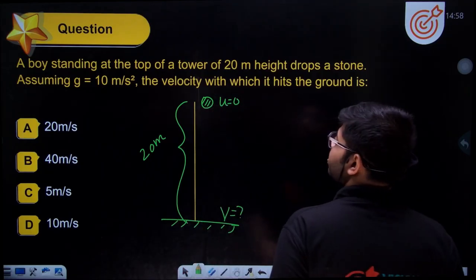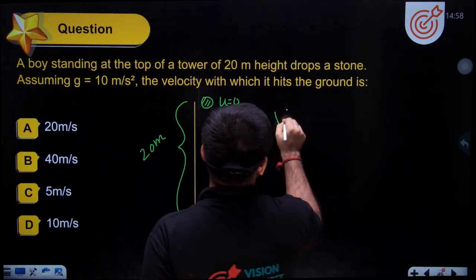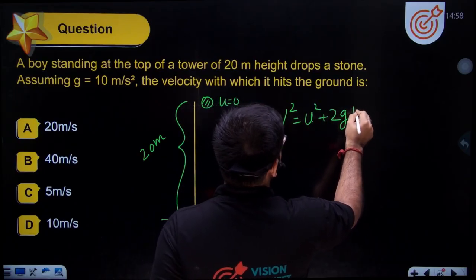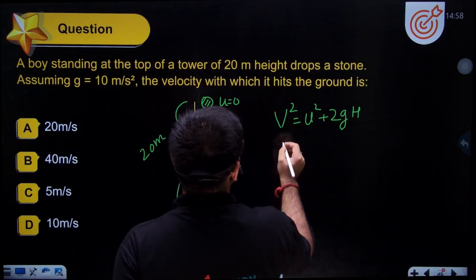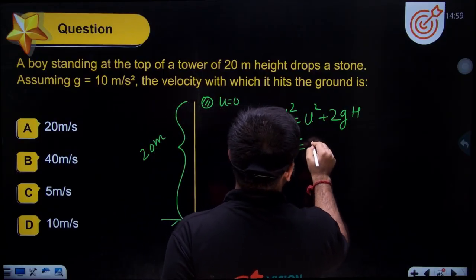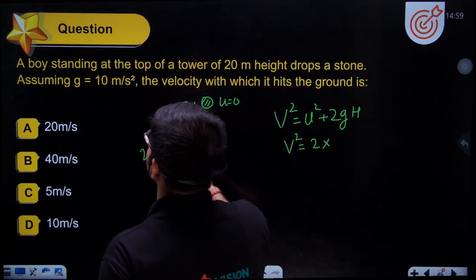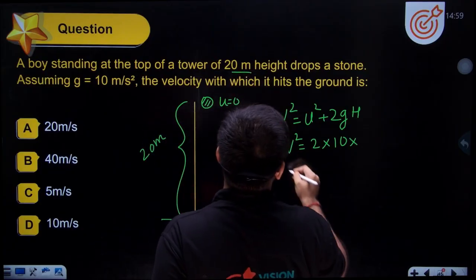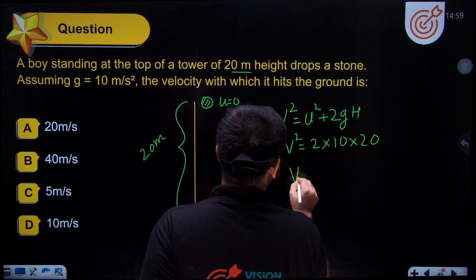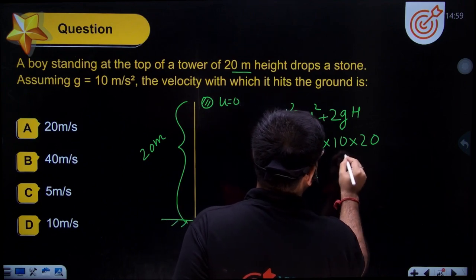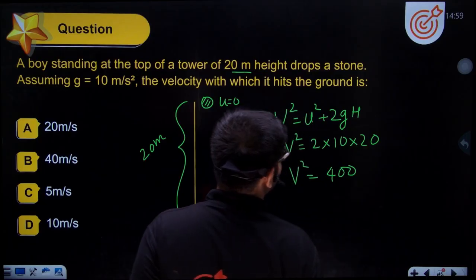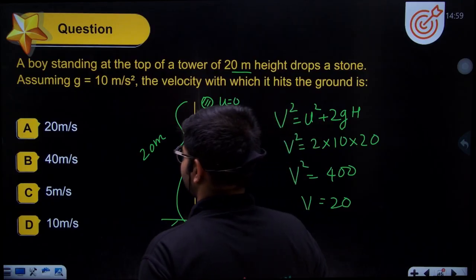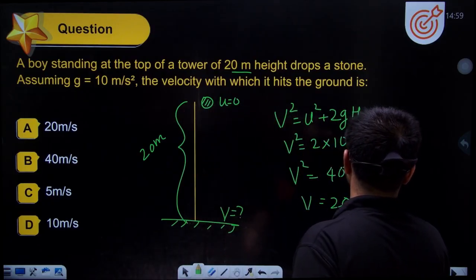So you just put this equation, v square equals u square plus 2gh. The height is given to you, and u is 0. So v square you will get is 2 into g, where g is 10, and h is basically 20 meter. So v square you are getting is 400. Yes, so v you are getting is 20. So v is 20 meter per second.